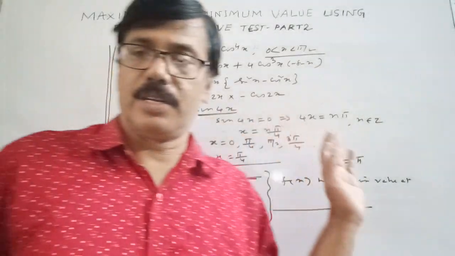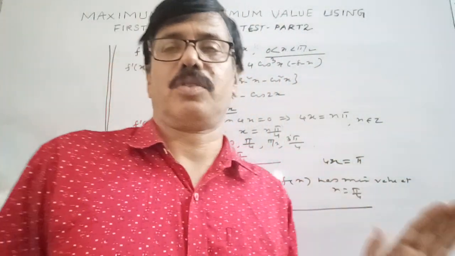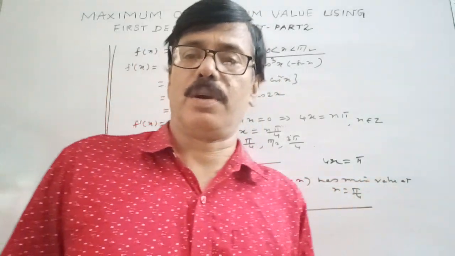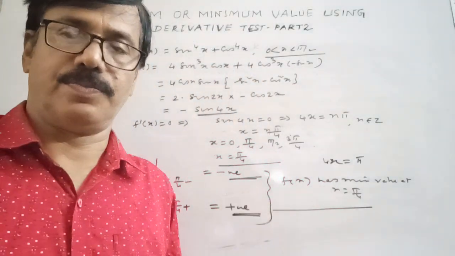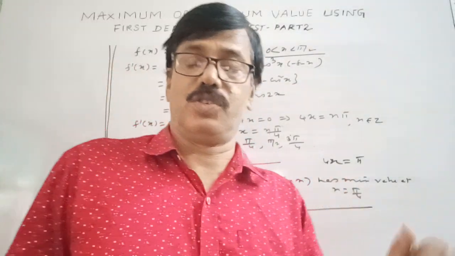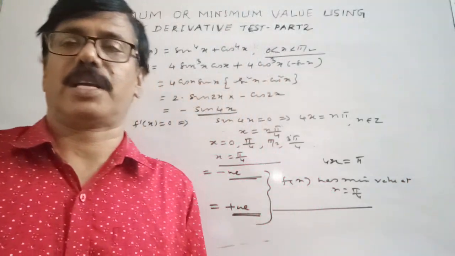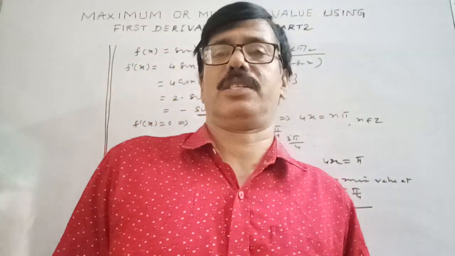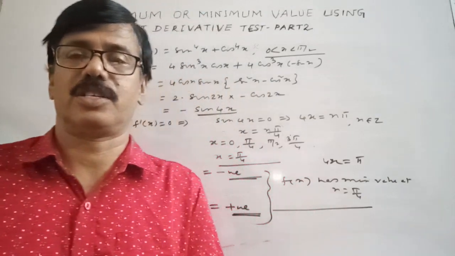We have discussed three problems: how to find the first order derivative, and how to find maximum and minimum value using the first order derivative. The main theory is that if dy by dx changes sign, then the function has a maximum or minimum value. If dy by dx does not change its sign, then it has a point of increase.